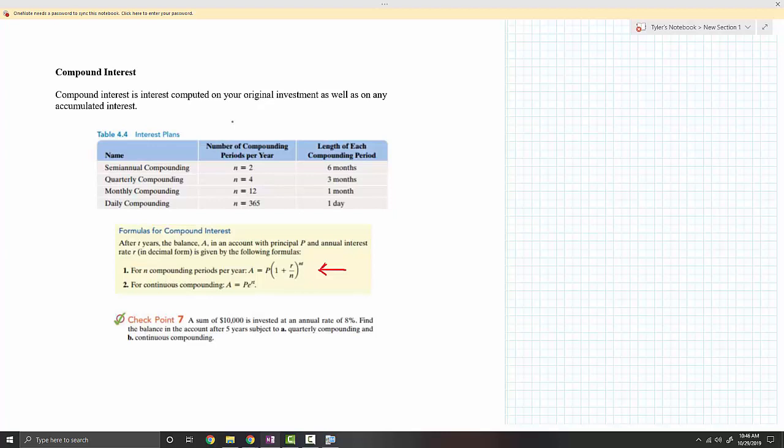But if compound interest is on a loan, then that would be bad for you, because that means you're going to be paying more money. It's better for the bank. So whoever is getting the money, compound interest is good for.